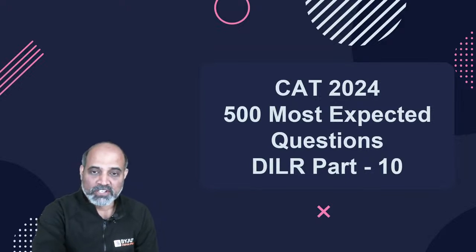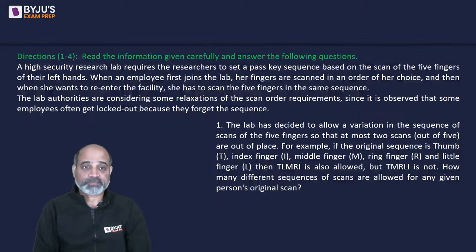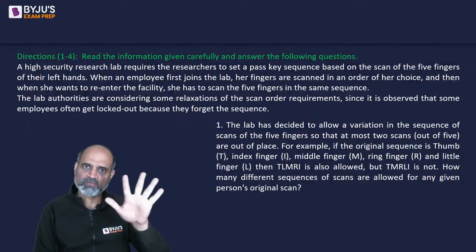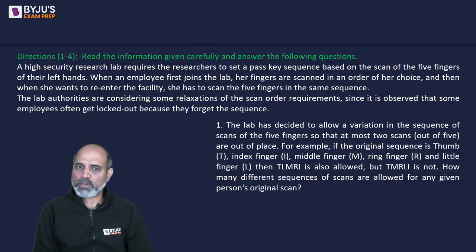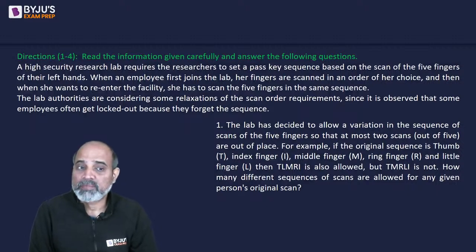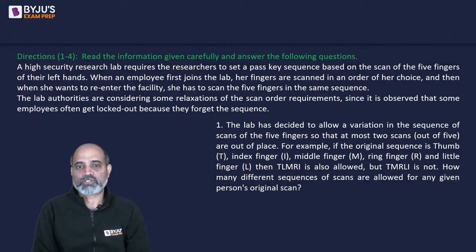Okay. So let's begin with our first set of the day. A high security research lab requires the researchers to set a passkey sequence on the scan of the 5 fingers of their left hands. When an employee first joins the lab, her fingers are scanned in an order of her choice. And then when she wants to re-enter the facility, she has to scan the 5 fingers in the same sequence. The lab authorities are considering some relaxations on the scan order requirements, since it is observed that some employees often get locked out because they forget the sequence.